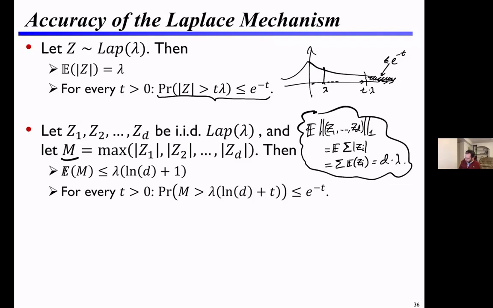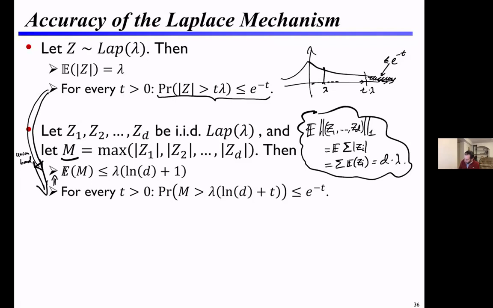This is a consequence of the property up here, by a union bound. Actually, what the union bound implies is this one down here, and then there's an implication like that.